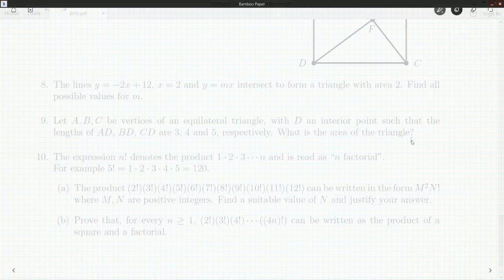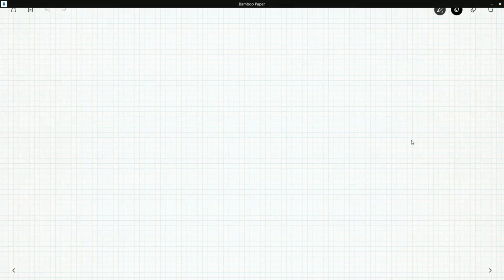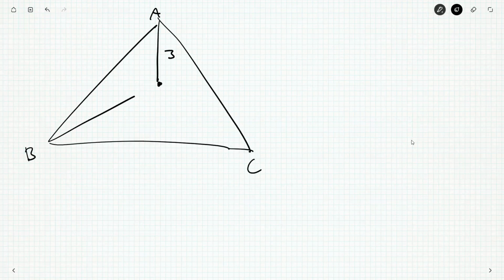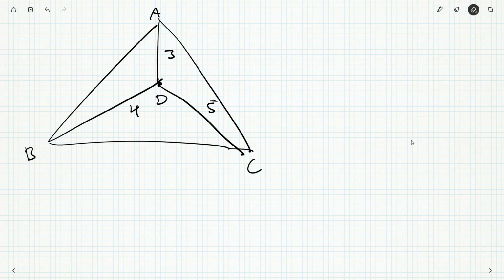So let's draw a picture of what is going on here. So that's equilateral-ish. And then we got D in here. It doesn't really matter who's the 3, the 4, and the 5. By rotation and reflection, and renaming things, we can make it however we want. Okay, so we got 3, 4, and 5 here. There's the point D here. And we want the area.